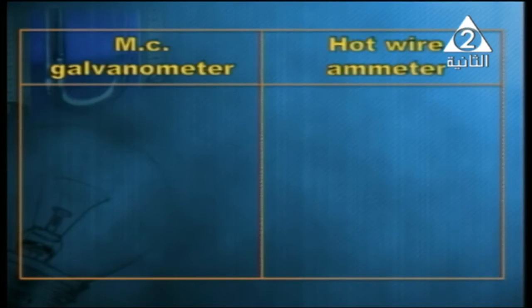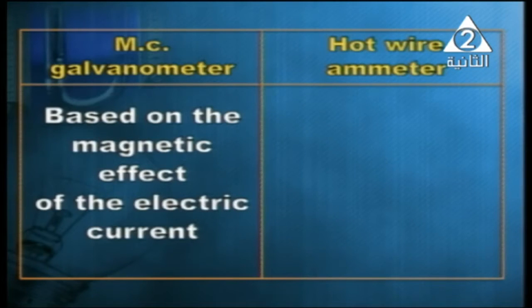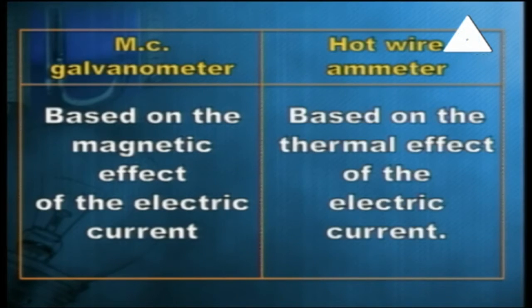And now we'll make a comparison between moving coil galvanometer and hot wire emitter. First point of difference is the idea of each. Moving coil galvanometer is based on the magnetic effect of the electric current. Also, you can say it is based on magnetic torque, but hot wire emitter is based on thermal effect of the electric current.